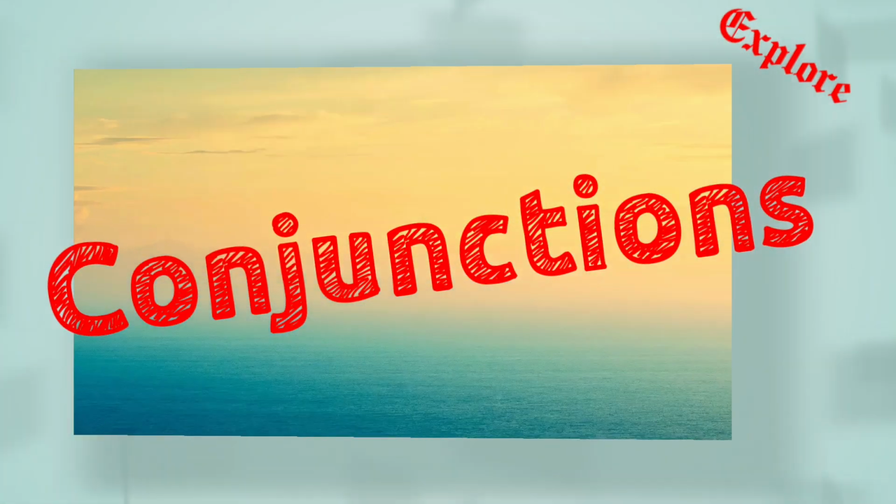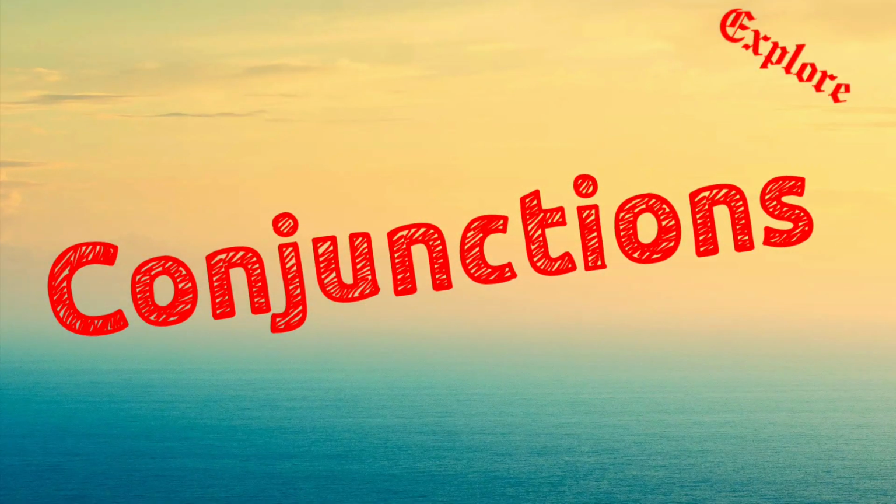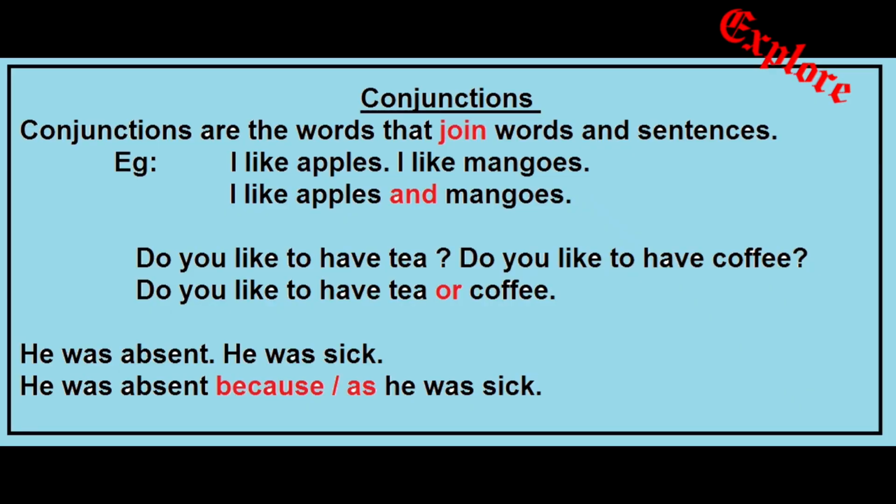Coming to the conjunctions. Conjunctions are the words that join words or sentences. See, for example, here: I like apples, I like mangoes. Here, instead of writing two sentences, we can just write I like apples and mangoes. Do you like to have tea? Do you like to have coffee? Instead of that, we can just ask, do you like to have tea or coffee?